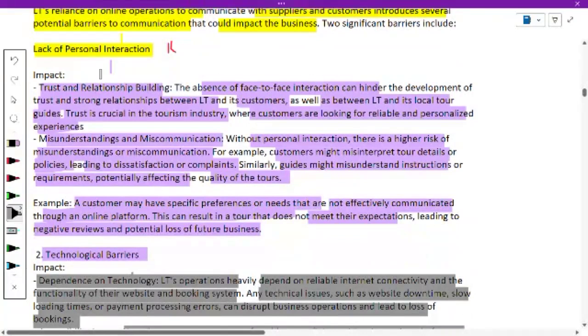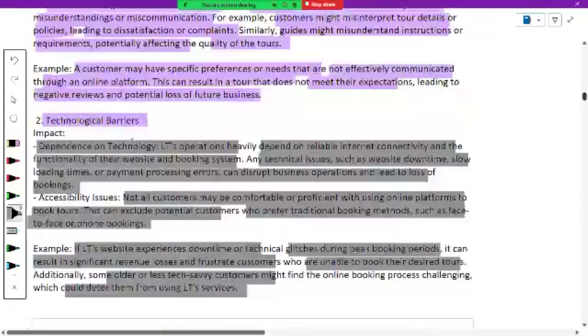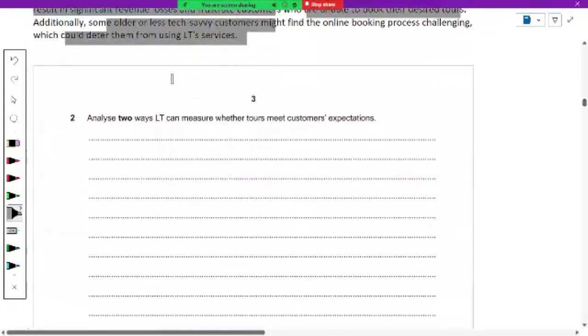But I have written a maximum of impacts here, so I just want to give you the maximum knowledge about what other two types of barriers you can write. So this is how we have to do this. Okay, so now let's move forward.